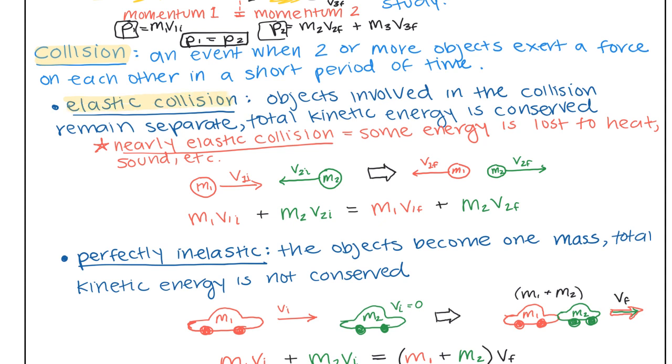The first type of collision is called an elastic collision. So objects involved in the collision remain separate and the total kinetic energy is conserved, meaning we will talk about energy soon enough, but what I want y'all to take away is that these objects are not stopping and they are not losing any of their moving energy that they start off with.